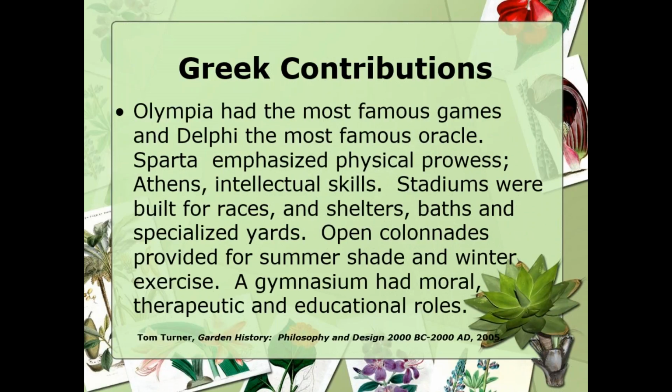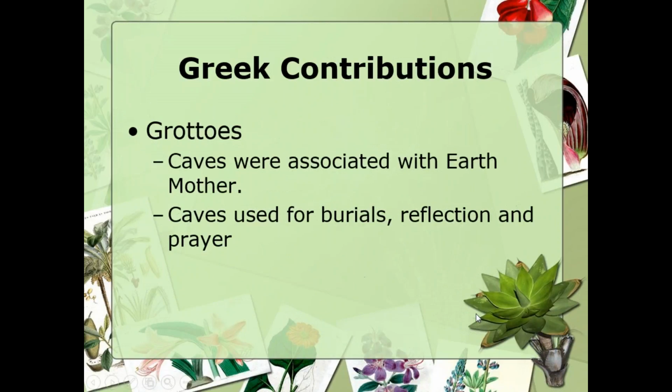Olympia had the most famous games, and Delphi the most famous oracle. Sparta emphasized physical prowess, Athens intellectual skills. Stadiums were built for races and shelters, baths and specialized yards, and open colonnades provided summer shade and winter exercise. The gymnasium had a moral, therapeutic, and educational role. Grottos. So caves were associated with the Earth Mother, and caves used for burials, reflection, and prayer.